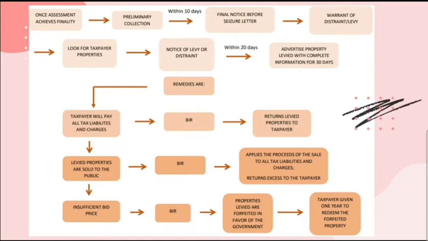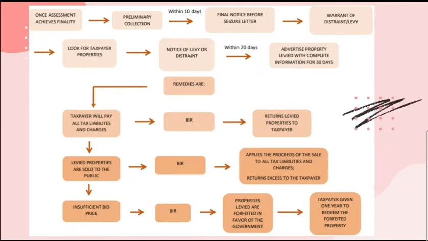This is where the remedies for the government come in, which are either the taxpayer will settle his tax liabilities and charges, in which case the BIR will return the properties identified to the taxpayer, or the properties are put up for auction and sold to the highest bidder. The sale proceeds are used to pay off the taxpayer's liabilities. If there is excess, the taxpayer will receive it.